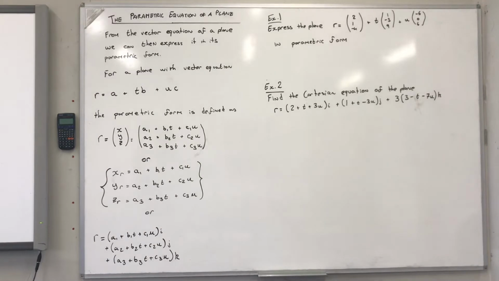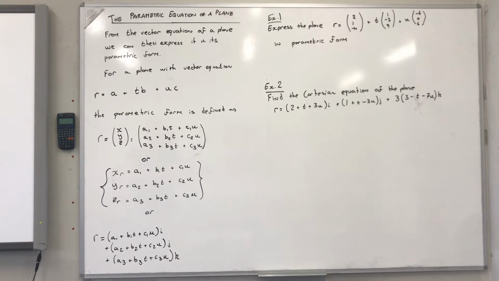For a plane with the vector equation r equals a plus tb plus uc, the parametric form is defined as r equals the vector x, y, z equals, in an array, a1 plus b1t plus c1u, and then repeated for a2 plus b2t plus c2u, a3 plus b3t plus c3u. So essentially the components of the point and then the two non-parallel vectors. So a1, b1, c1 are all the x components of those parts, and then a2, b2, c2 would be the y components, and then the z components.